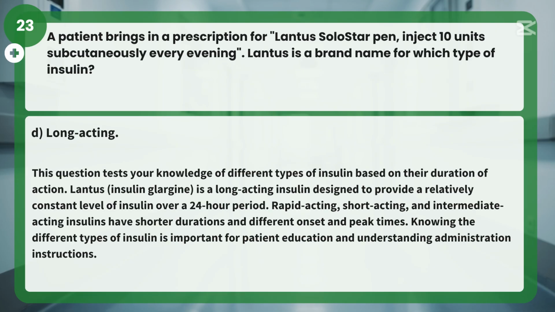Answer: D. Long-acting. This question tests your knowledge of different types of insulin based on their duration of action. Lantus, insulin glargine, is a long-acting insulin designed to provide a relatively constant level of insulin over a 24-hour period. Rapid-acting, short-acting, and intermediate-acting insulins have shorter durations and different onset and peak times. Knowing the different types of insulin is important for patient education and understanding administration instructions.